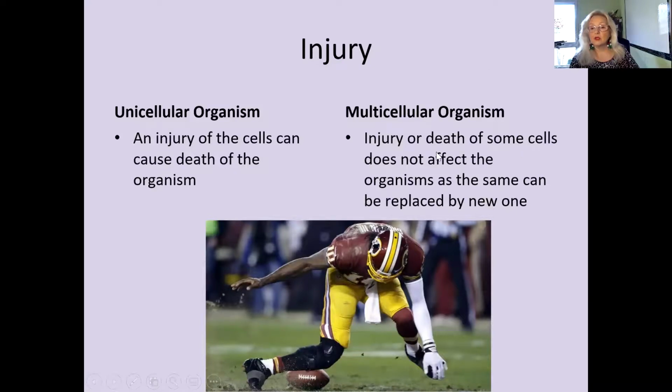In a multicellular organism, injury or death of some cells does not affect the organism, as the cells can be replaced by new ones. Because what cells do, in a multicellular organism and in a unicellular organism, is they split into 2. So a unicellular organism will split into 2 unicellular organisms. A multicellular organism will have cells that split into 2 cells that are specialized to do something. They stick together.